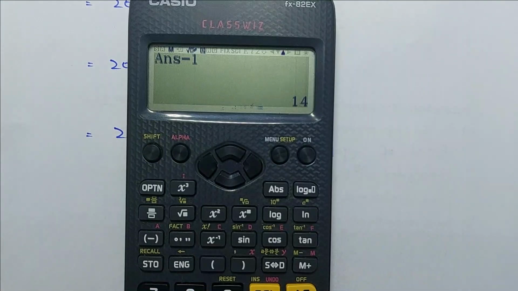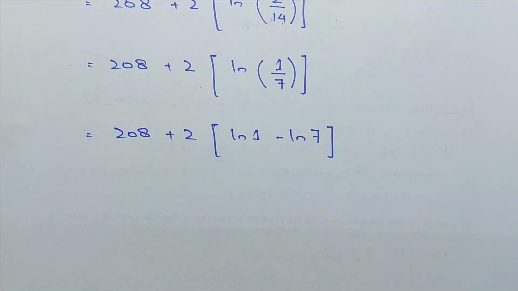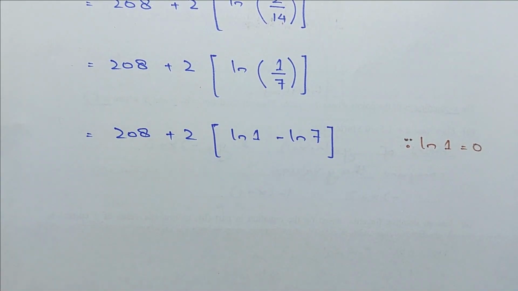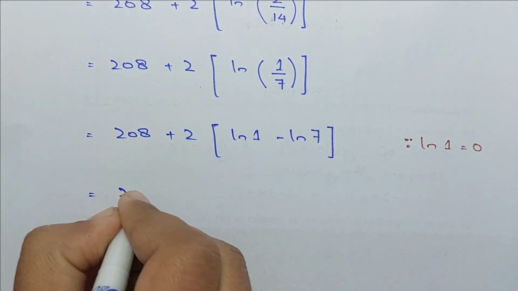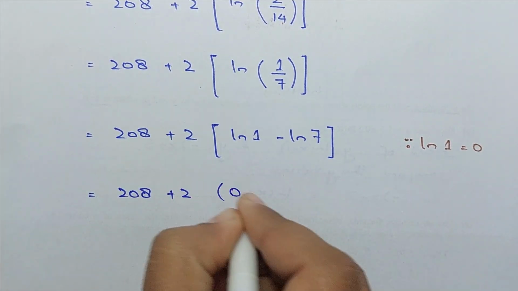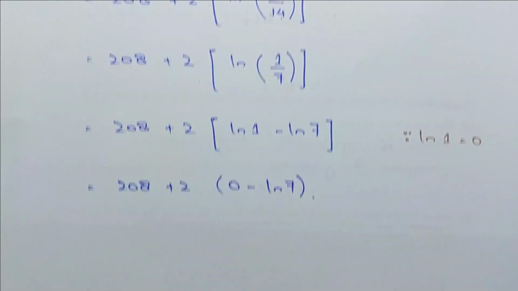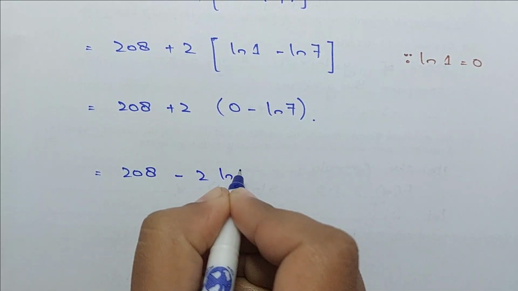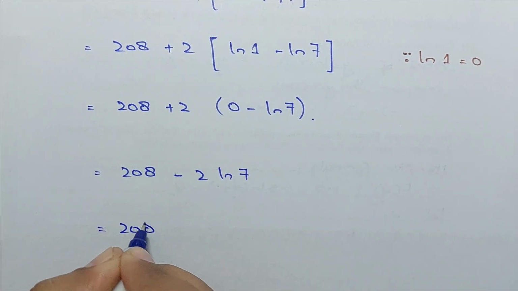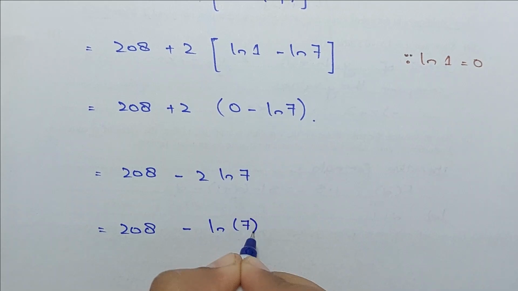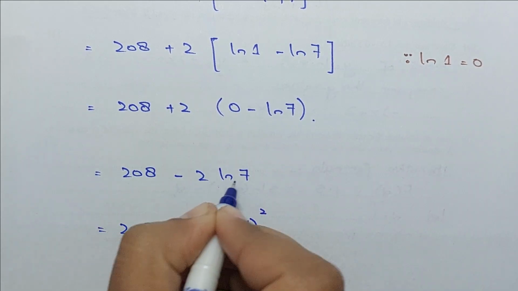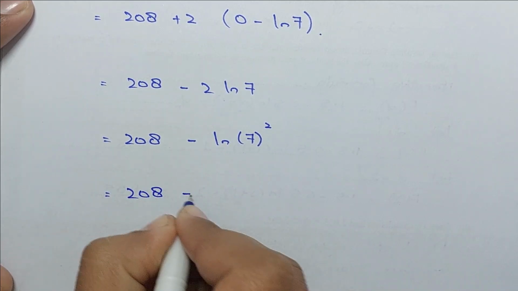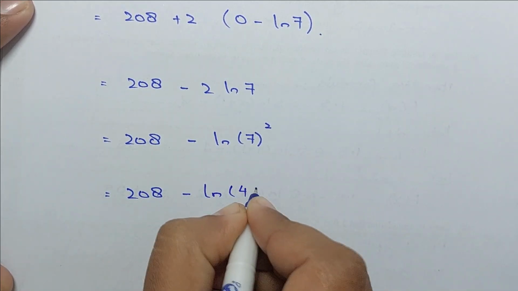Ln of 1 is 0, double check. Ln of 1 is 0. Natural log of 1 is always equal to 0. So this is 208 plus 2, here we have 0 minus ln 7. Now we have 208 minus 2 ln 7, or we can say 208 minus ln 7 to the power 2. Any number before the natural log comes to the power. This is the power rule of natural log. 208 minus natural log of 7 times 7 is 49.